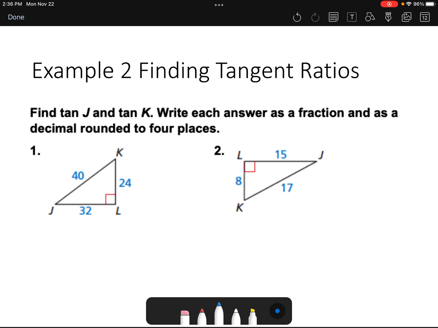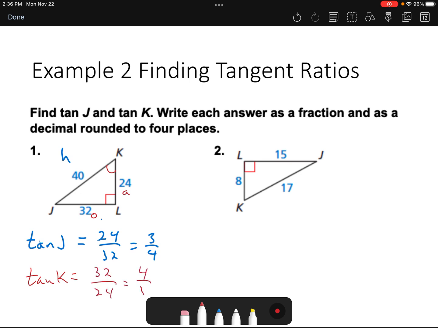On these, let's find the tangent of J and the tangent of K. Let's first work on J. The hypotenuse is 40, so that's opposite and adjacent, correct? 24 over 32. That reduces to 3 over 4 because 8 goes into both. But now if I talk about K, the tangent of K is opposite 32 and adjacent 24. So that's 4/3.